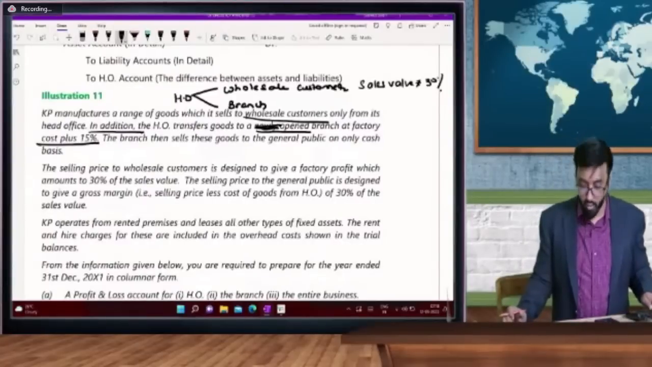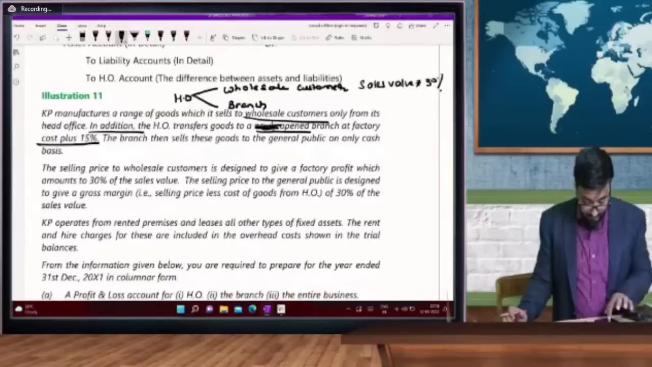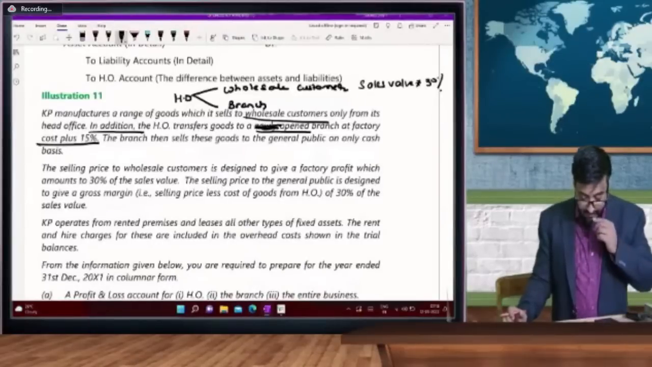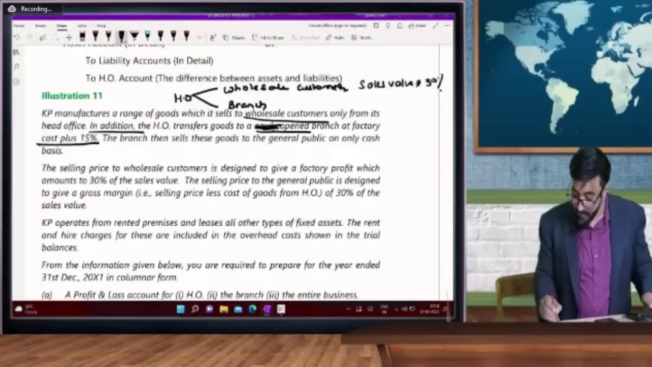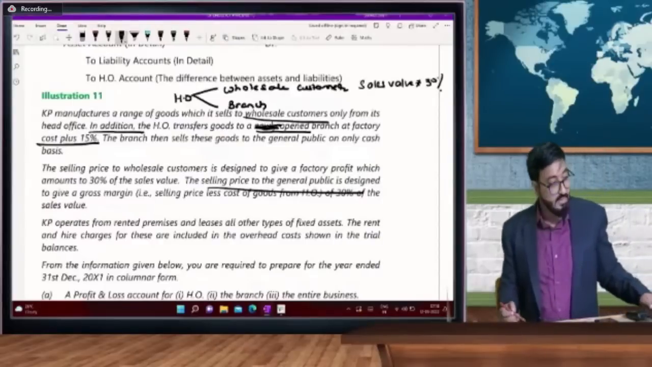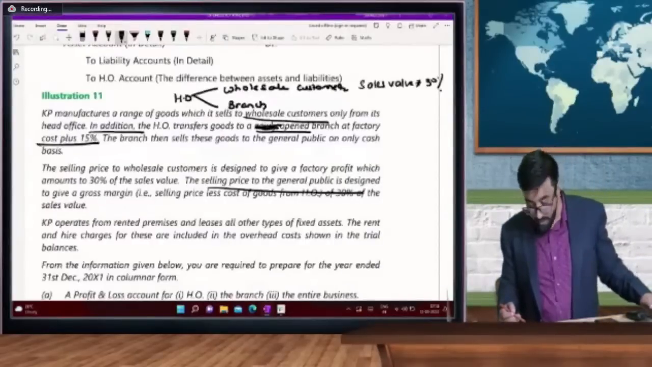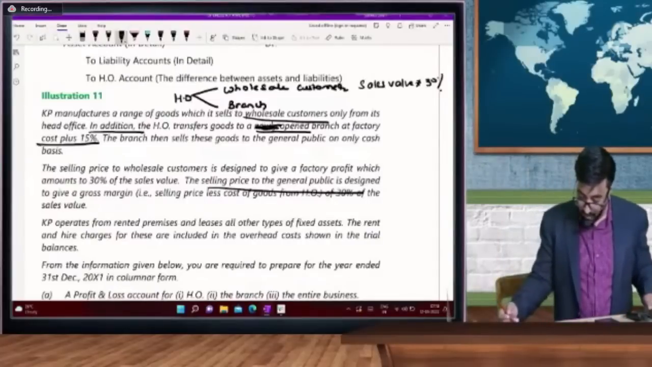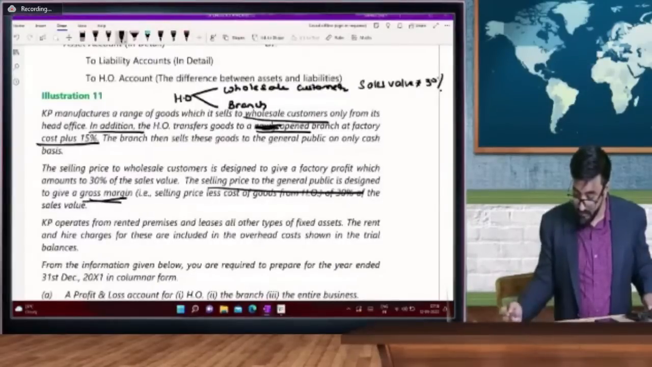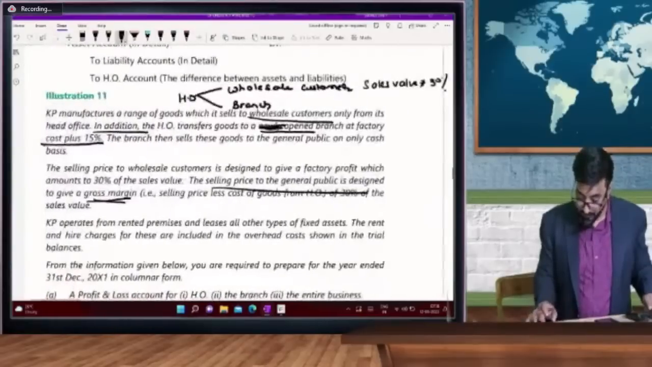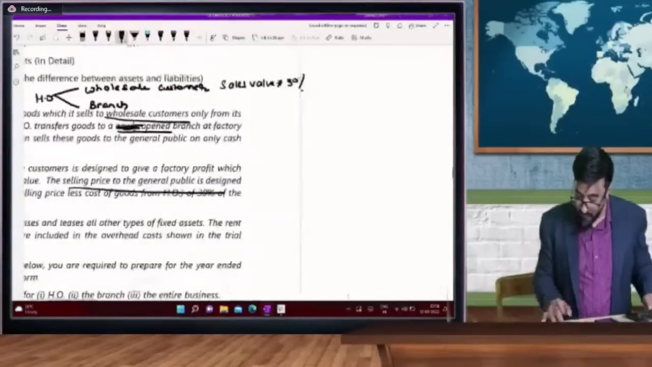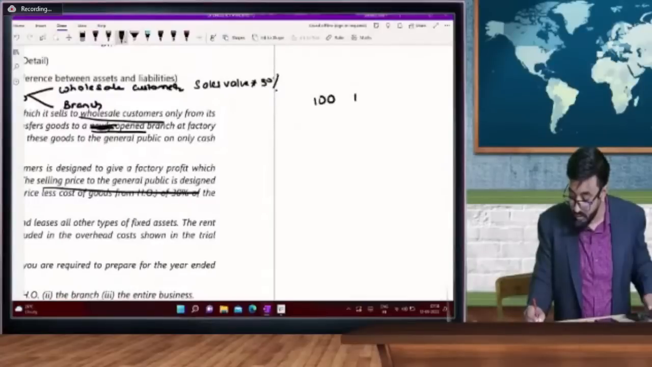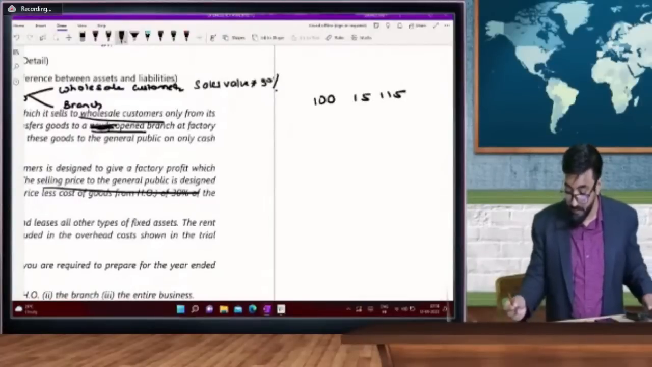Okay, write down over there. And second one, the selling price to the general public is designed to give you the gross profit of 30% on sales value. Okay, so gross margin is 30%. Now see, factory is sending goods 100, 15, 115.